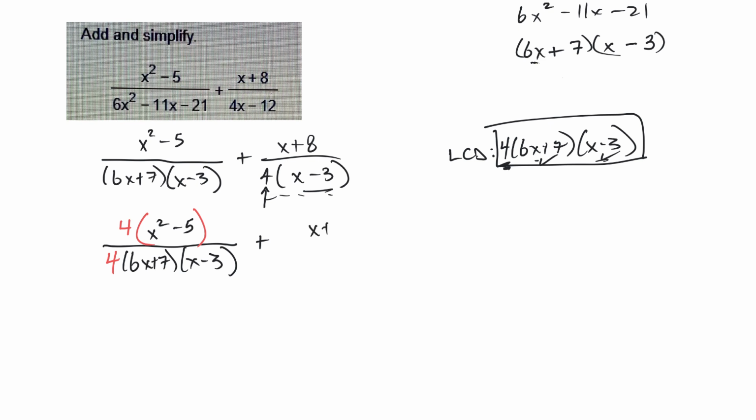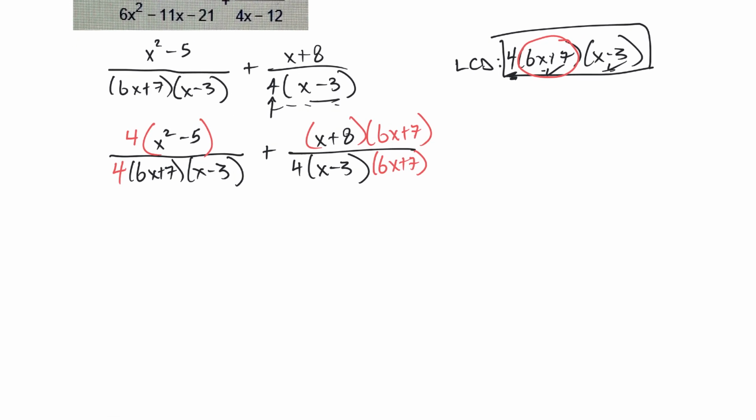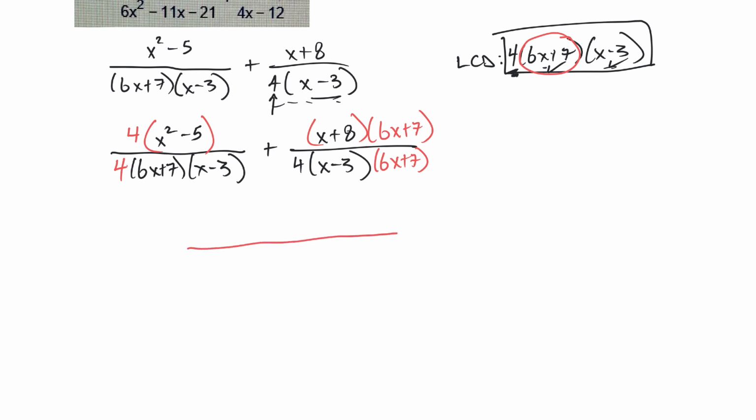And then let me write down what I have. X plus 8 over 4 x minus 3. So that's what I have already, and I compare. It looks like I'm needing this. So I need to put a 6x plus 7 on this one, and a 6x plus 7 on this one. Okay, now the denominators are common. So if the denominators are common, I can just write one bracket. So 4, or one fraction. 6x plus 7, x minus 3. And then on the top here, I'll just write them all out, just to be consistent like I've done before. Plus x plus 8 times 6x plus 7.